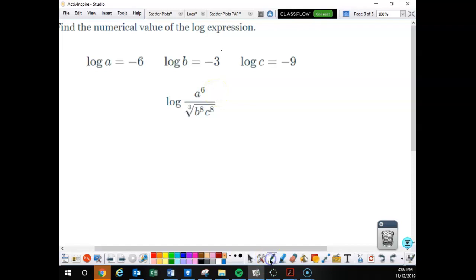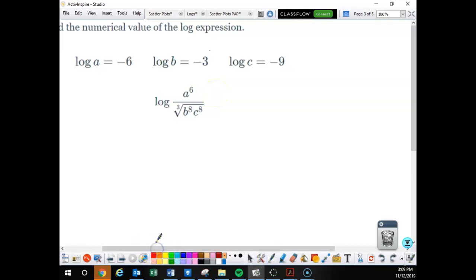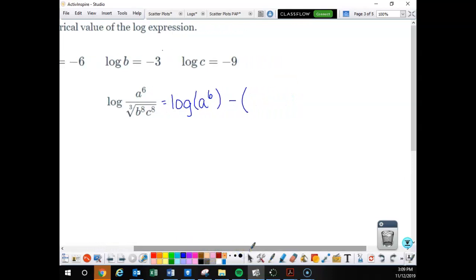All right, so I have a fraction here, so that means I can separate these two arguments by subtracting. So this is going to equal log of A to the 6th minus log of the cube root of B to the 8th and C to the 8th power. All right. And so then I know this, just using my power property, this is just going to be 6 log of A.